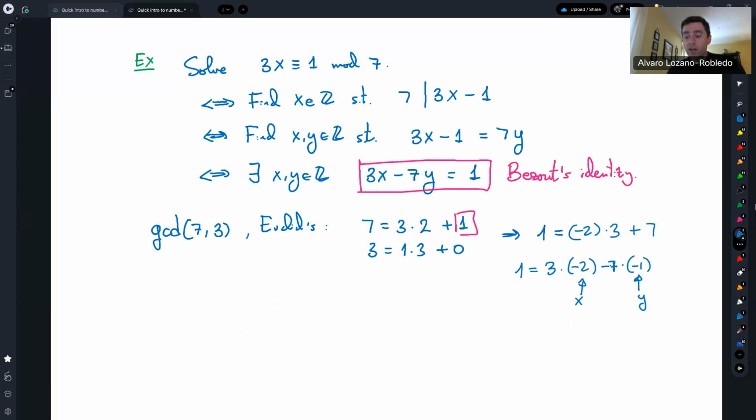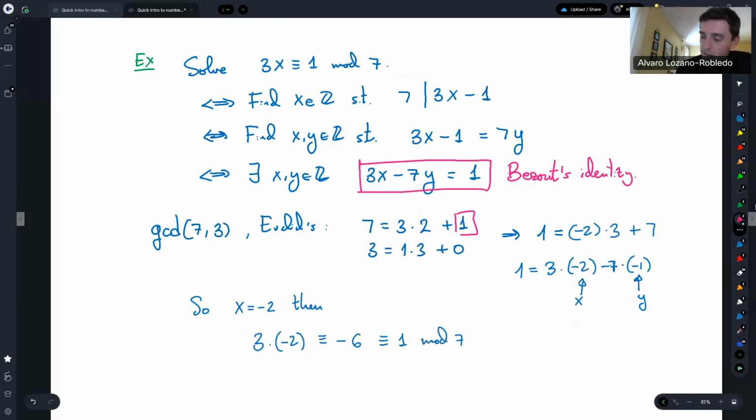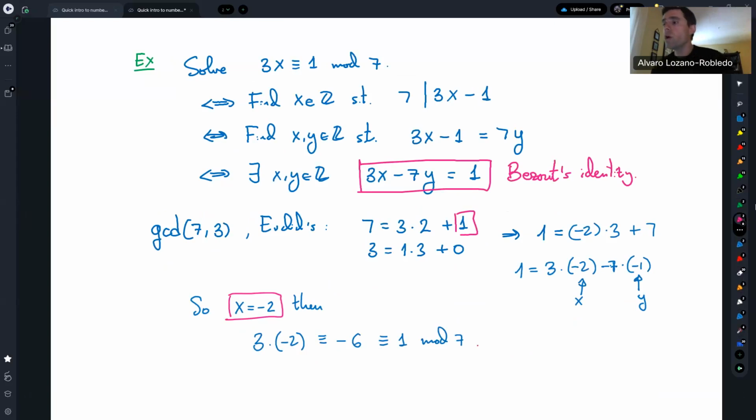And all I needed actually was x. So if I take x to be minus 2, then what happens? 3 times minus 2, that is a minus 6. But minus 6, if I add a multiple of 7, I get 1. So this is actually congruent to 1 modulo 7. So x works. I found that x equals minus 2 works. Let me show you another example of this.